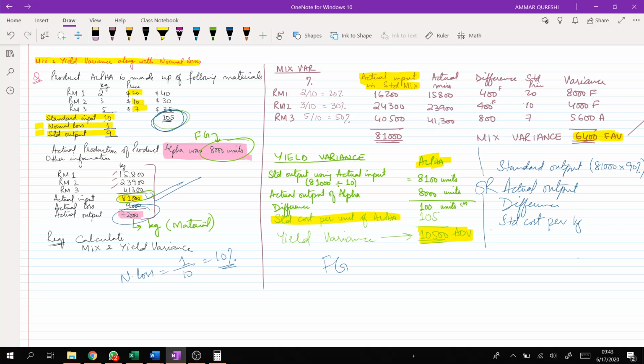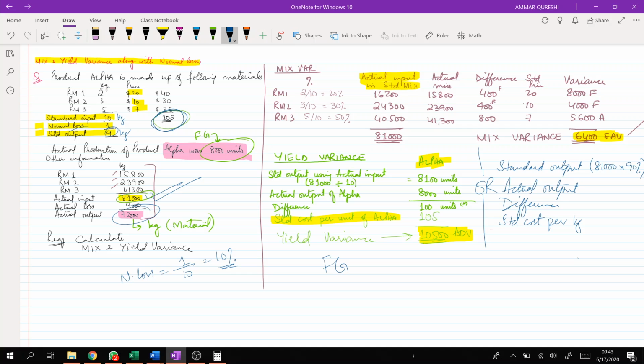I mean, we should divide 105 with what? 10 or 9? Because 10 is also kg, 9 is also kg. So we should divide it with what? The majority of students make a mistake here. They divide 105 with 10. No, don't divide it with 10. Divide it with 9. Why divide it with 9?